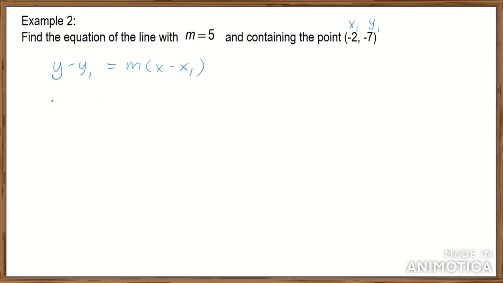So simply copy y minus our y sub 1, which is negative 7 again. We are going to enclose it in a parenthesis so that we'll not forget to write the negative sign of 7. Equals m times x minus x sub 1, which is negative 2. Enclose it in a parenthesis.